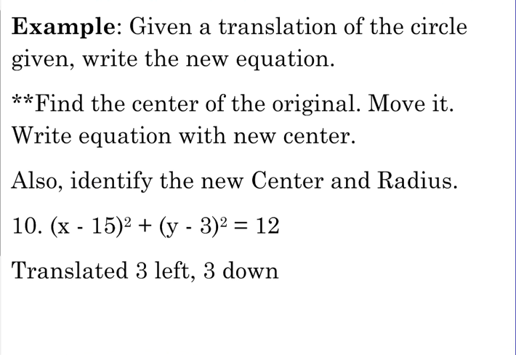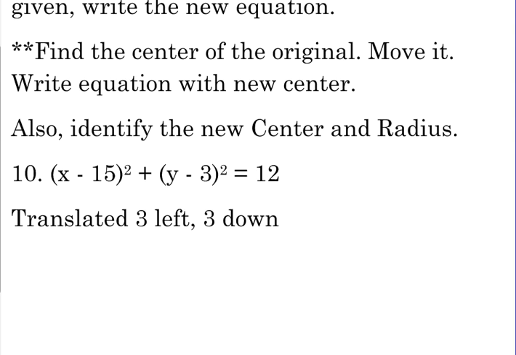Okay, so we're given a translation. We're moving the circle from where it originally is, and we want to write a new equation. Now, I think the easiest way to do this is just to identify your original center, move it however they tell you to move it, and then just plug that new center into the equation. Because does the radius change? If we're moving the circle, is the radius going to change? No. The size of the circle still remains the same. We're just moving the location of it, okay?